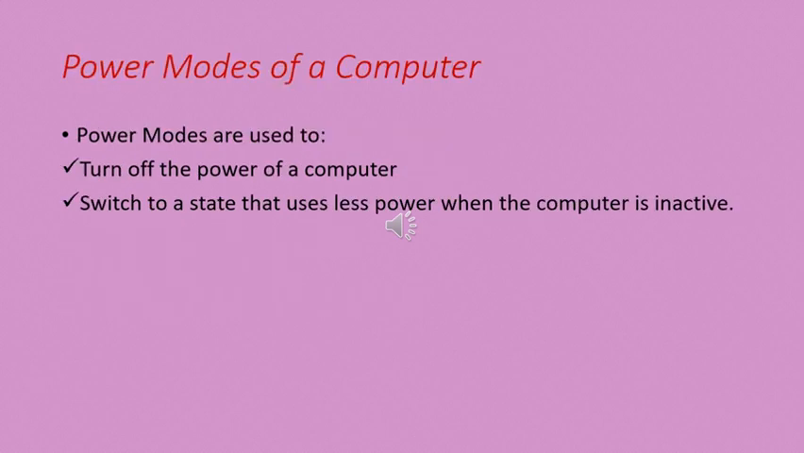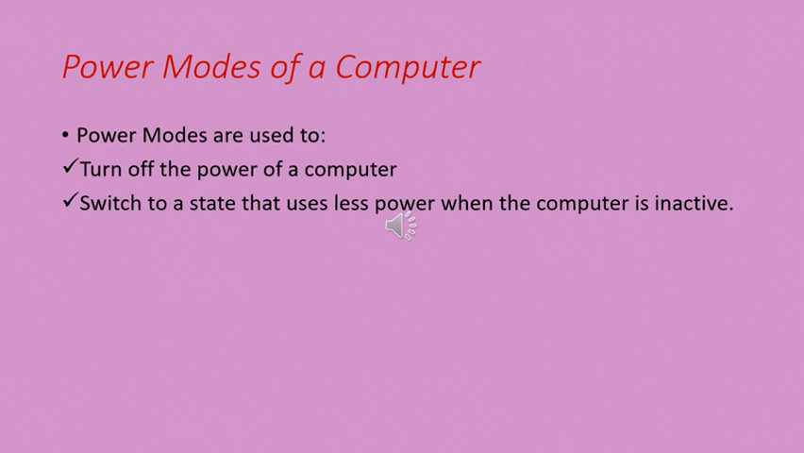Then our last topic of this lesson is power modes of a computer. What are power modes? Power modes are used to turn off the power of a computer and switch to a state that uses less power when the computer is inactive. For two purposes the power modes are used. First one, turn off the power of the computer. Otherwise, switch to a state that uses less power when the computer is inactive.